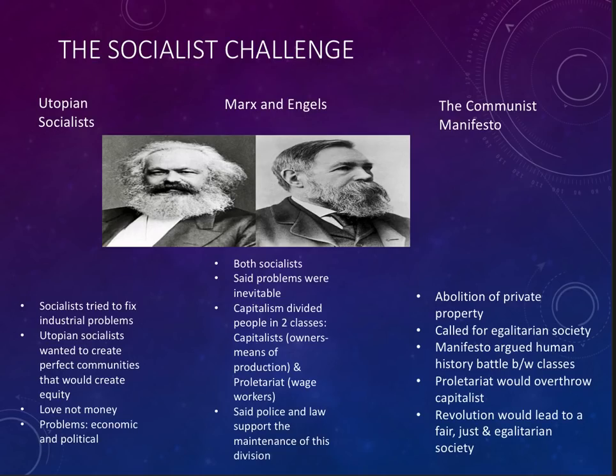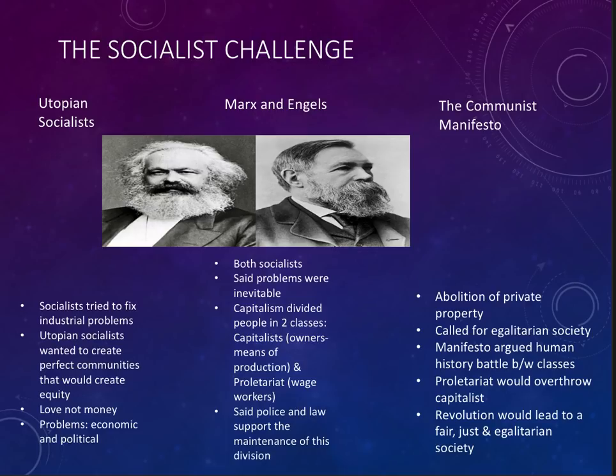All right, so we're going to move on to socialism, and this really stems from the working conditions that these factory workers were facing. So you had utopian socialists. Socialists tried to fix industrial problems. Utopian socialists wanted to create perfect communities that would create equality.